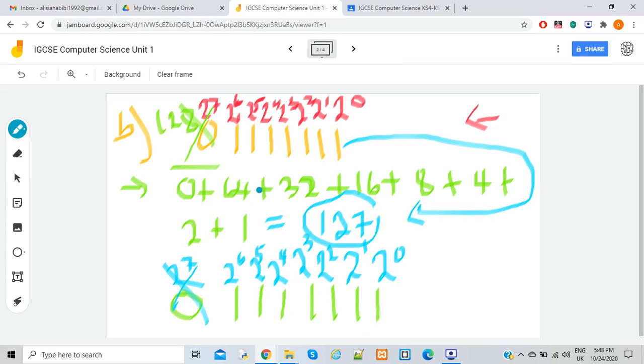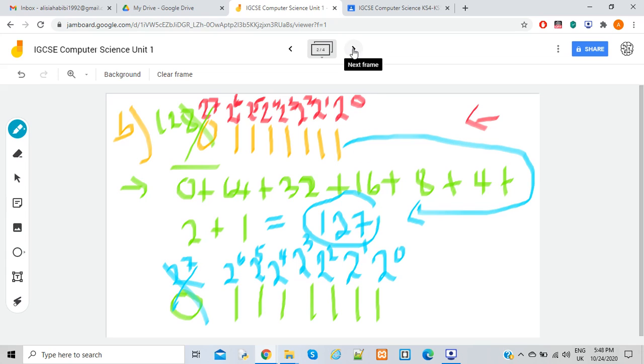So again, a quick recap: the first thing you need to do is, when you have your binary number, put the powers of 2 on top of each bit that you have from right to left, multiply those bits by those powers of 2, and finally add them up to get your denary value.